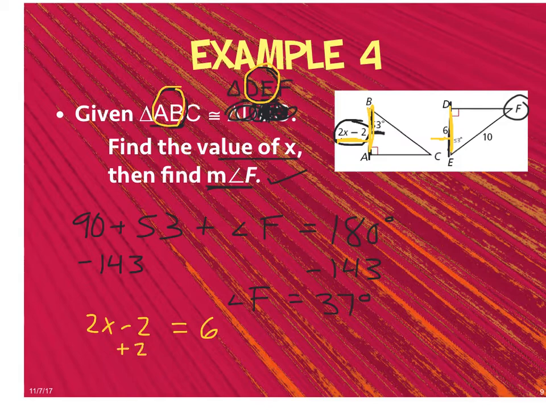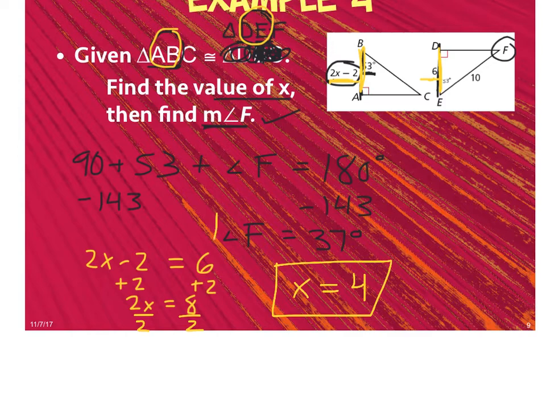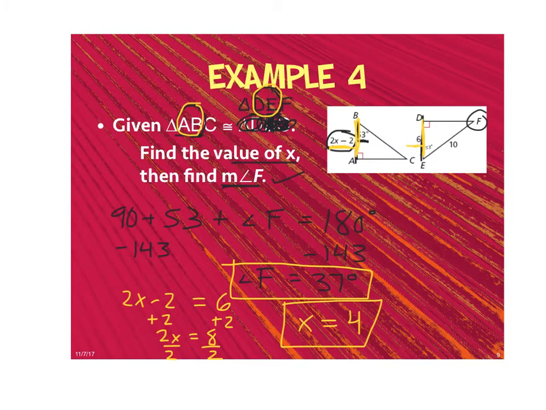So now we can add 2 to both sides, and we get 2x is equal to 8. And we can divide by 2, and we get x is equal to 4. So those are our two answers to example number 4.